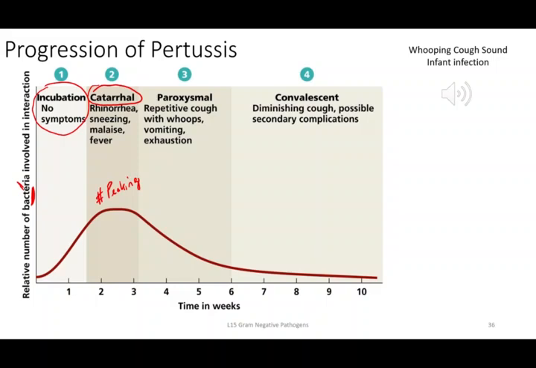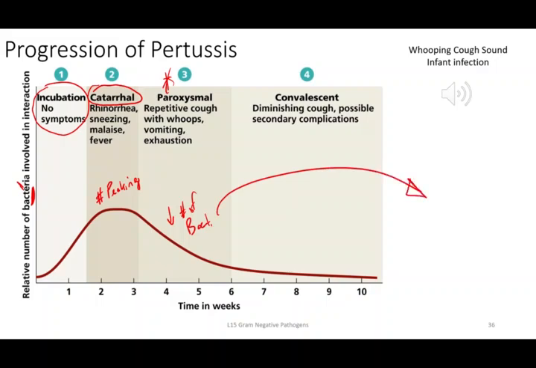So this, if you read, it seems like maybe a cold, maybe cold or cough, nothing that serious: sneezing, malaise, fever, runny nose. But it's this paroxysmal phase that is going to be the most severe, and where the patient is going to exhibit the classical whooping cough, which is what we think about when we talk about pertussis. And notice the bacteria are actually declining here, right? A decrease in the number of bacteria.